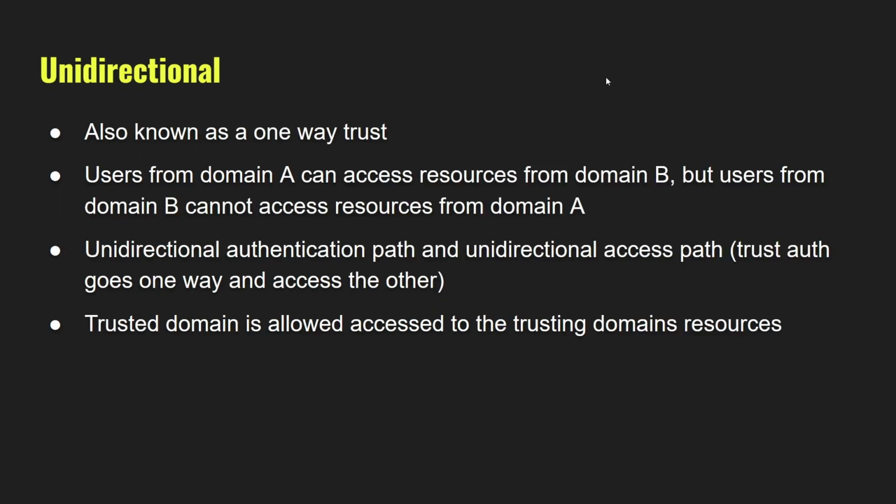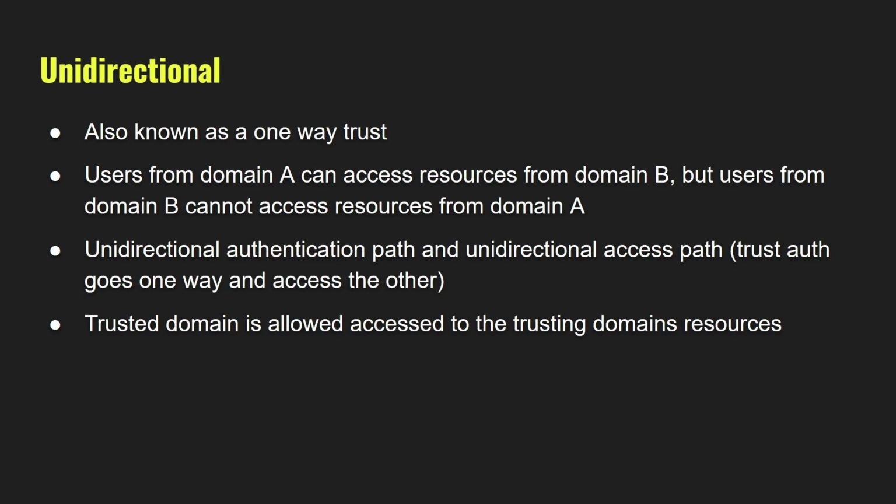So starting off with unidirectional. It's also known as a one-way trust, uni being one. So for instance, users from domain A can access resources from domain B, but users from domain B cannot access resources from domain A. With a unidirectional trust, the relationship is established by one domain trusting the other. One is a trusting domain and one is a trusted domain. There is a unidirectional authentication path and a unidirectional access path: trust goes one way and the access goes the other.